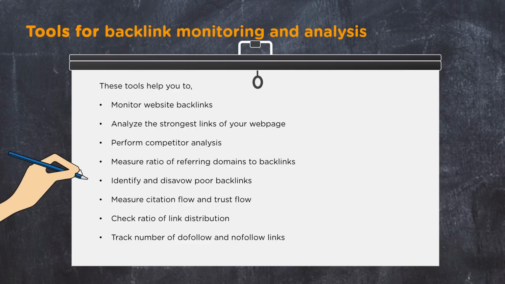Okay, you want to measure citation flow and trust flow. You want to check the ratio of link distribution in terms of, is it internal or external, or what kind of sites are linking to my site? Are they social related? Are they pure content related? And then you want to be able to track the number of do follow and no follow links. How many links pointing to our site are actually telling Google and other bots not to follow the link, or how many are actually allowing the bots to follow that link.